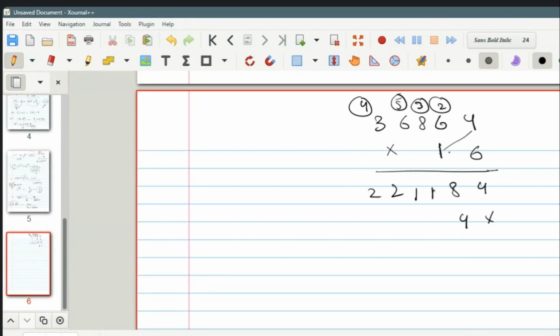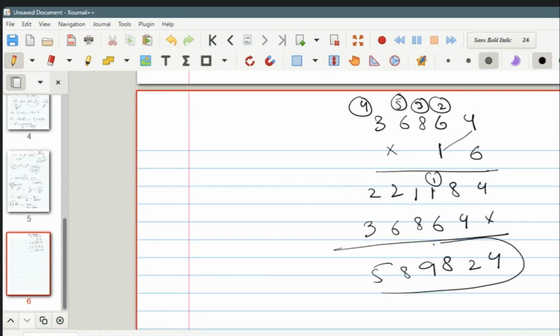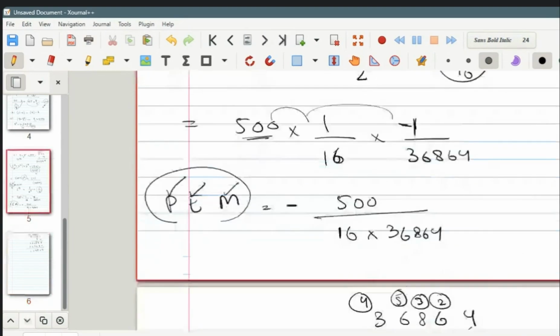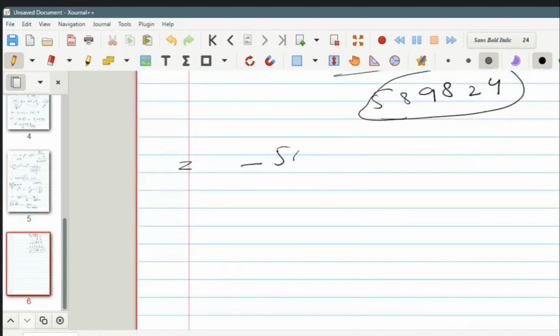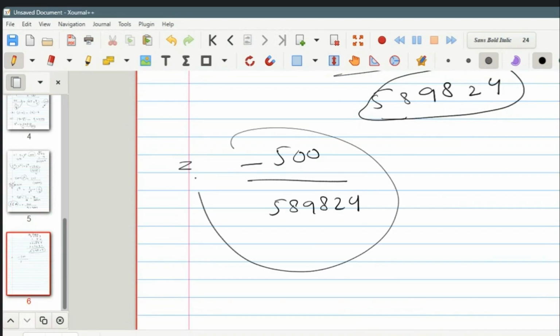Okay, 1 multiplied by 4 is 4. 1 multiplied by 6 is 6. 1 multiplied by 8 is 8. 1 multiplied by 6 is 6. 1 multiplied by 3 is 3. Now just write this again. 8 plus 4 is 12. 1 carry. Again 1 plus 6 is 7, plus 1 is 8. Okay, 1 plus 8 is 9. 2 plus 6 is 8, and 5. So this is actually our answer. Okay, so let me check this again. The expression becomes -500 divided by 589824. So this will be your answer.